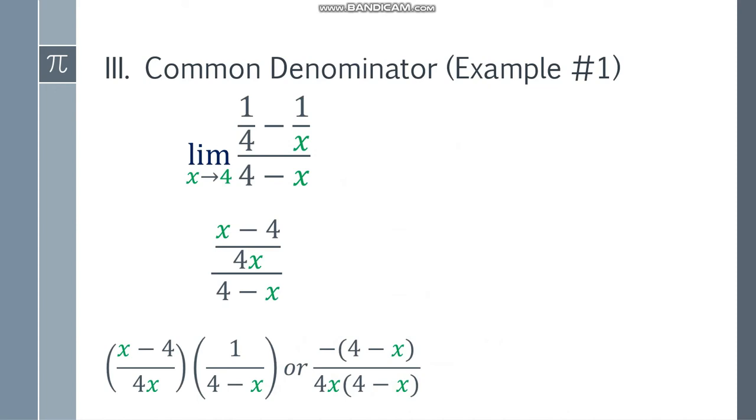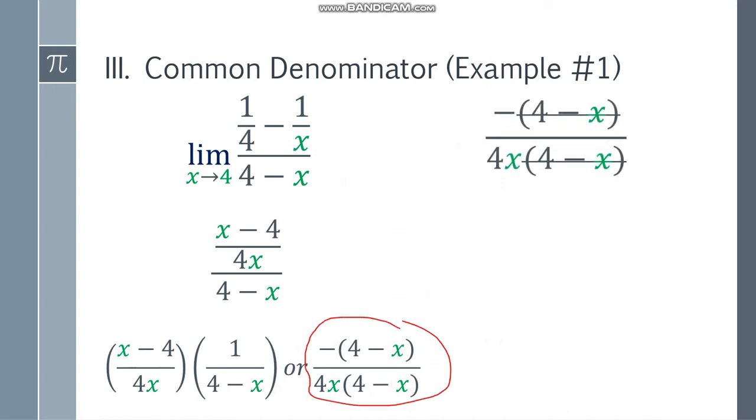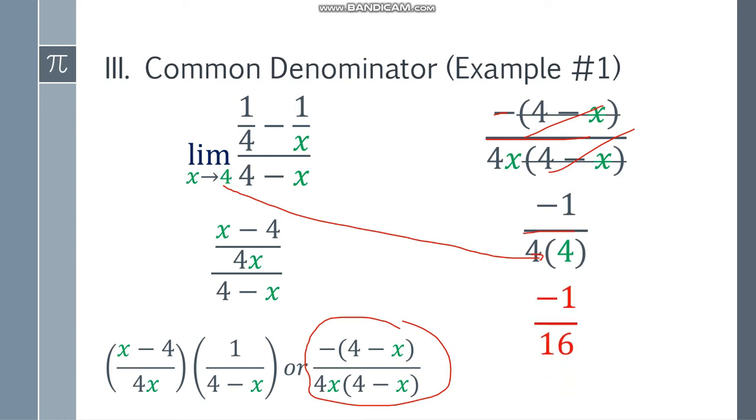So, dadalhin ko na to sa next one. Sa next part natin, mag-cancel out tong 4 minus x na to. Ang matitira yung negative. Tapos, over mo siya sa 4x. Siyempre, kailangan may matirang 1 doon. Hindi pwedeng 0. So, negative 1, over mo siya ng 4 times 4. Saan nanggaling yung 4? Ito, the limit as x approaches 4. So, negative 1 over 4 times 4, that will be negative 1 over 16.